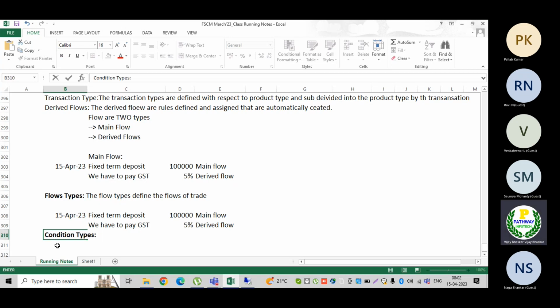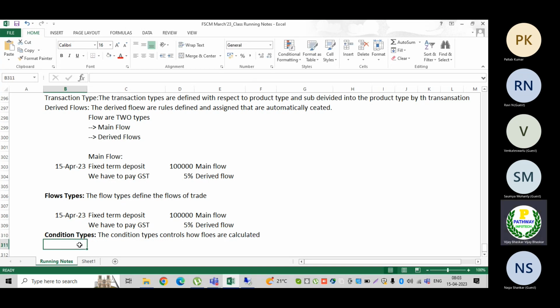So what conditions do we require? Do we require the condition type? First of all, what are condition types? Which condition types can we use? Let us assume the condition types control how flows are calculated.